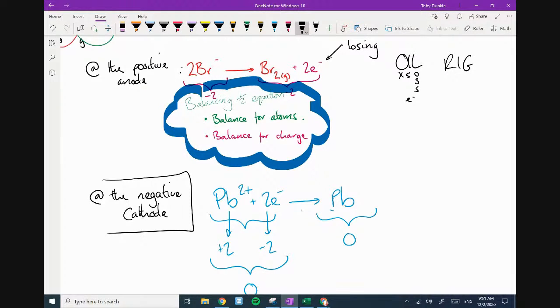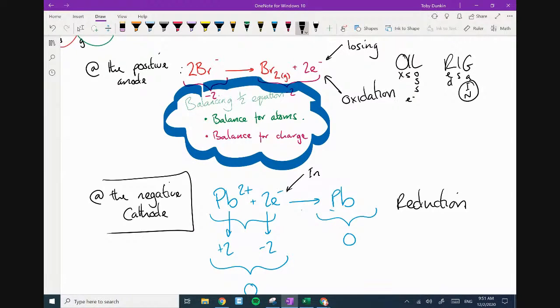And then reduction, red, is the gain. And the word gain has in it. And these ones here are going in. So this one there, that's going in. So this one's going to be gaining them. So this one's going to be reduction. So this is reduction. And this here is oxidation.